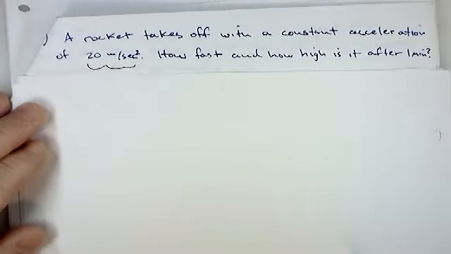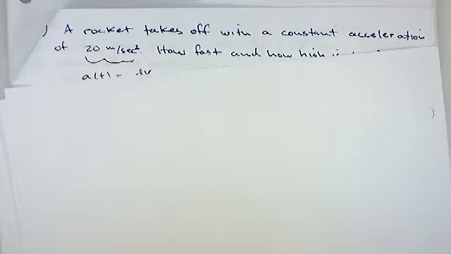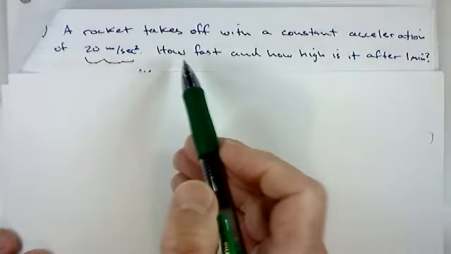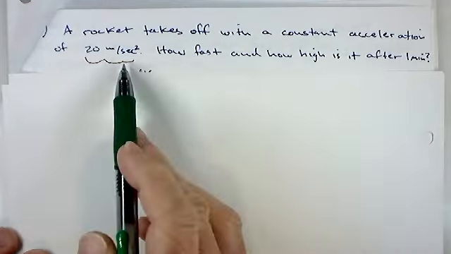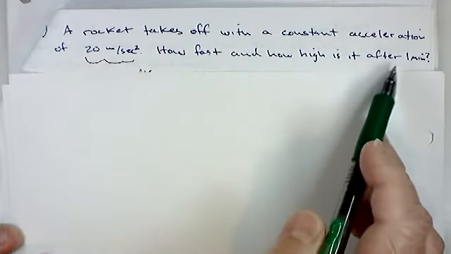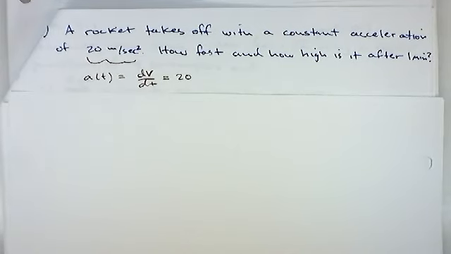Particular to most of the students, if you took 21A last quarter, the professor skipped the derivative examples having to do with velocity and acceleration. But you're going to probably see these again even in 21B. So what we have is a rocket taking off with a constant acceleration of 20 meters per second squared. And we want to know how fast and how high the rocket is after 1 minute. There's a little bit of physics involved, and this is where it would have helped if we had covered this last quarter in 21A.